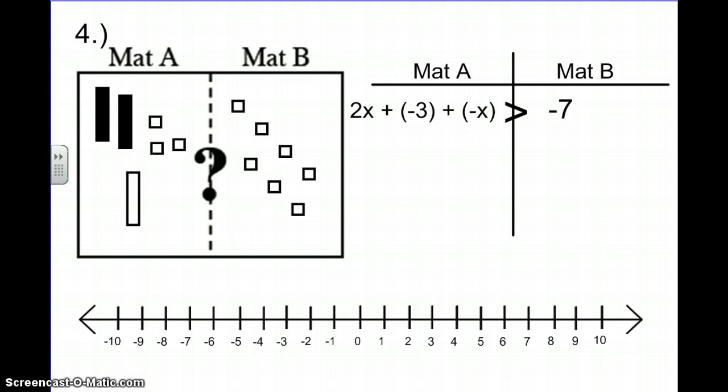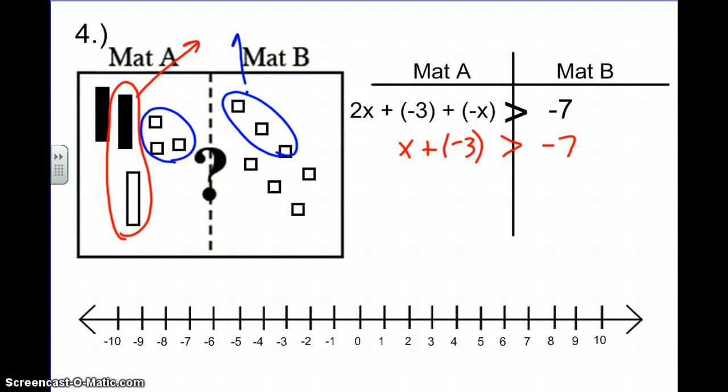And finally, problem number 4. We have 2x plus -3 plus -x on mat A is greater than -7 on mat B. We have a couple options to start with. We may want to go ahead and get rid of the 0 on mat A, the positive and negative x. So now we just have x plus -3 is greater than -7. Next move we can make would be a matching set of 3 negatives on both sides. So now we have x on mat A greater than -4 on mat B.